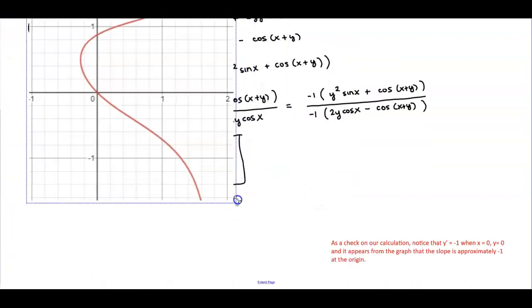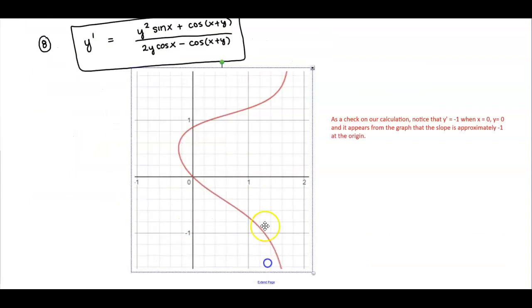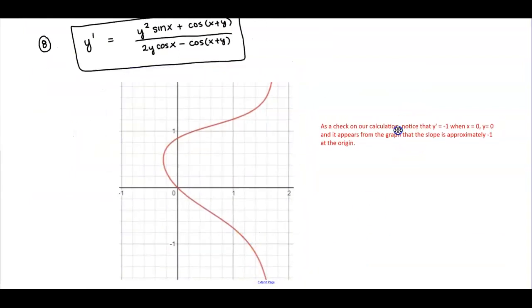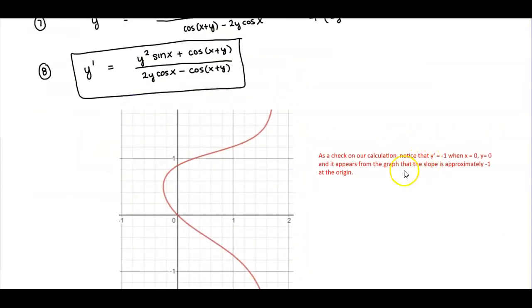Okay, so I want you to notice, as a check on our calculation, that y prime equals negative 1 when x is 0 and y is 0. And it appears from the graph that if you look at this line here, the slope is approximately negative 1 at the origin.